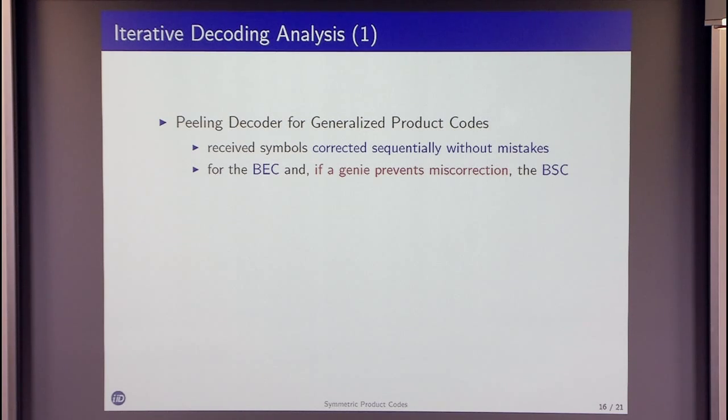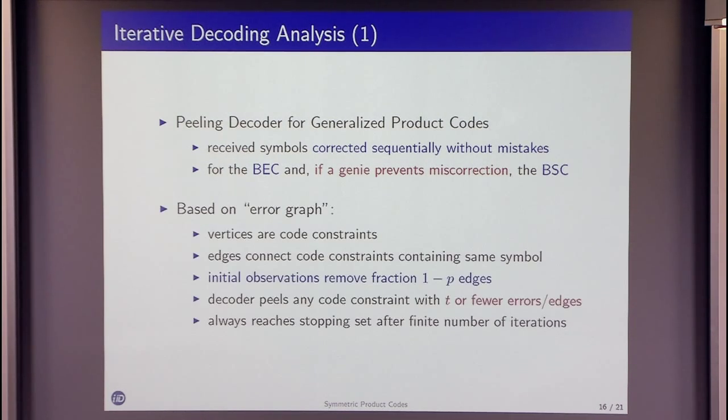All right, so now we want to use iterative decoding, as we talked about. There are some analysis techniques. Basically, we're going to assume, because it makes our life easier, that the received symbols can be corrected sequentially without mistakes. This always works on the BEC. On the BSC, we have to assume there's a genie that keeps us from doing miscorrection. The way it works is it's based on an error graph. What you do is take every code constraint and call that a vertex. This is actually Tanner's representation of these kinds of codes. And every edge is really a variable node, and it connects the 2 code constraints which it's in.